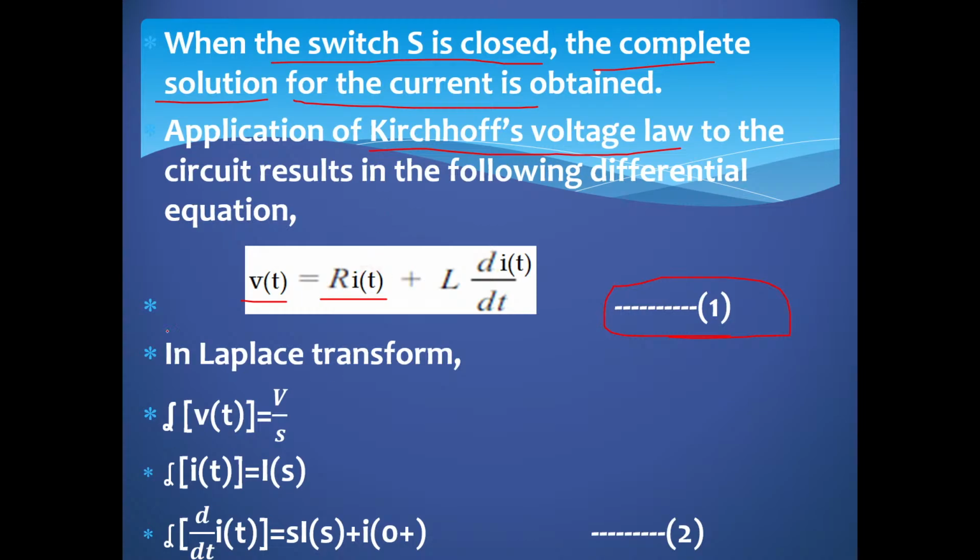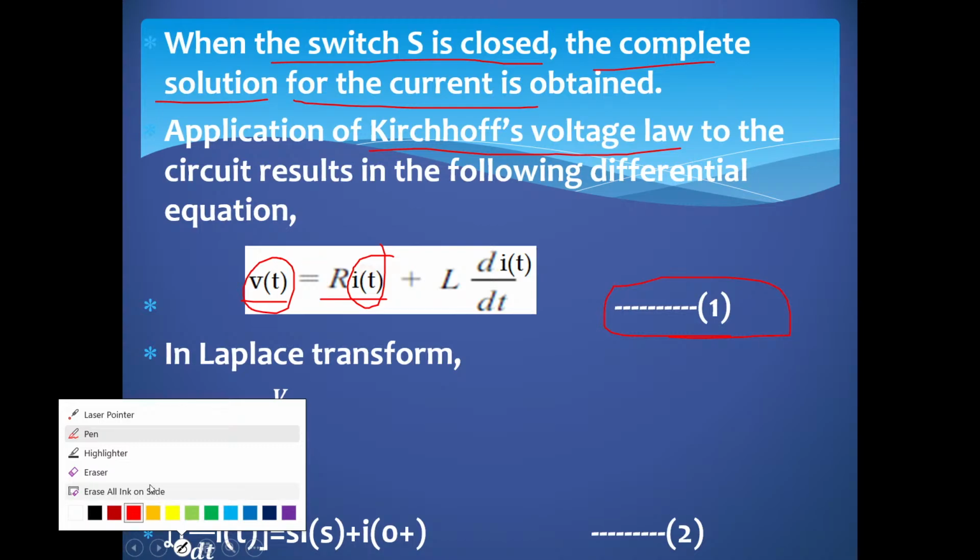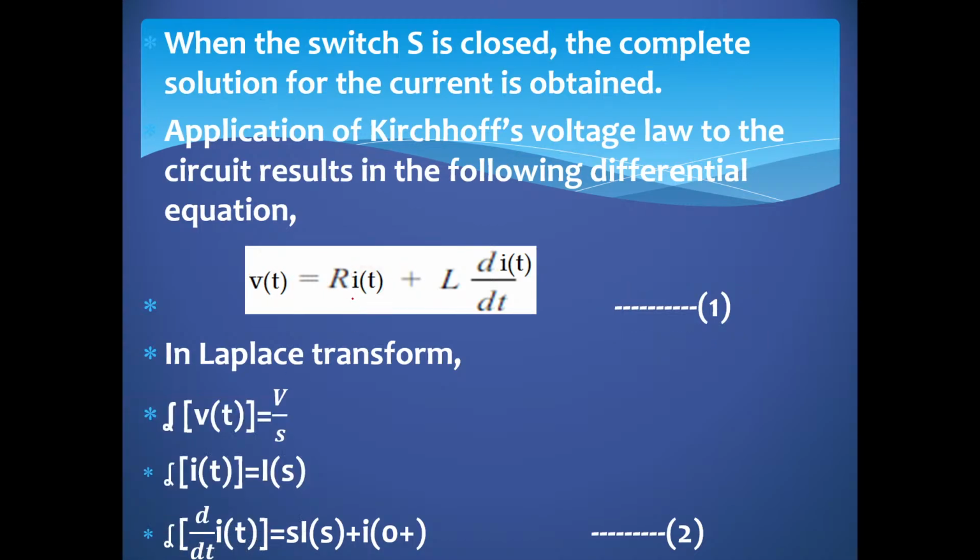So here, what is V of T? V of T is the source. I of T is one of the variables which varies with respect to time, and this variable is due to the source. When supply is given, current flows, isn't it? So whenever source is there, source voltage or current is there. If you take the Laplace of source voltage, you will get V by S. Just remember that Laplace of source voltage V of t is V by S.